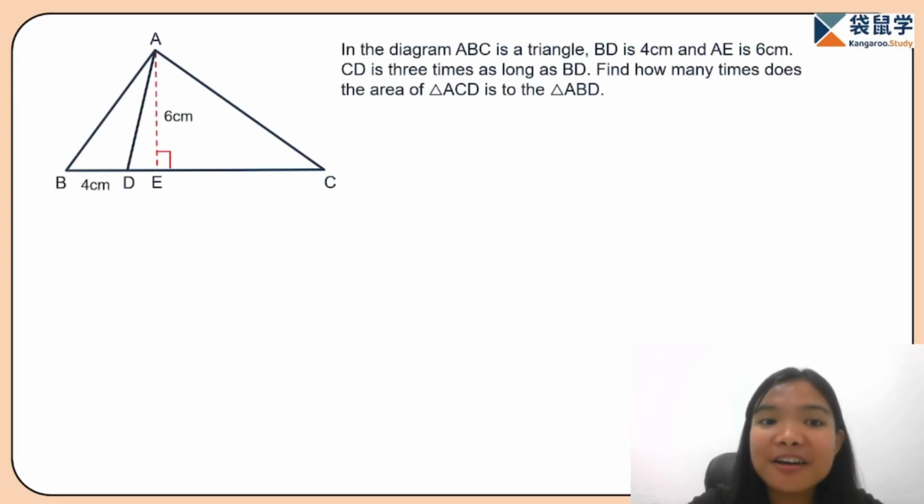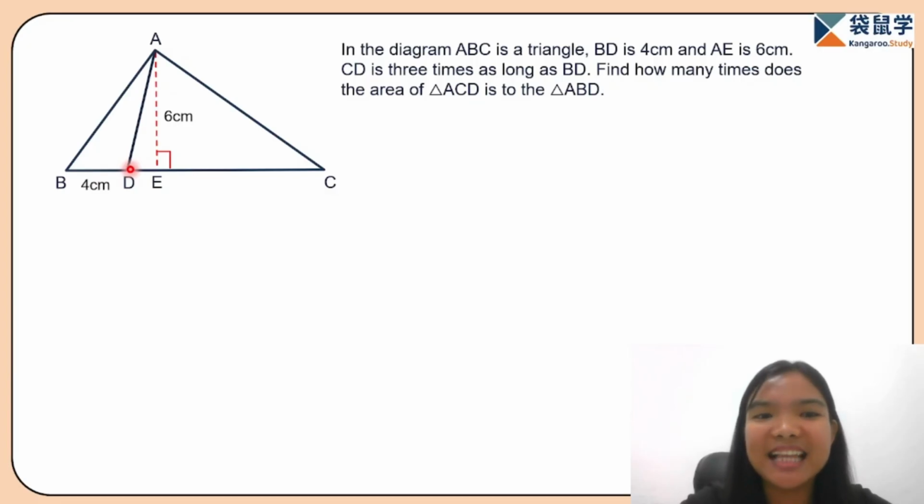So here we have triangle ABC. It is split into 2 smaller triangles, triangle ABD and triangle ACD. We know that BD is 4 cm and AE is 6 cm, which is the height of the triangle ABC. We are also told that CD is 3 times as long as BD. So here, we are trying to find how many times the area of triangle ACD is compared to triangle ABD.